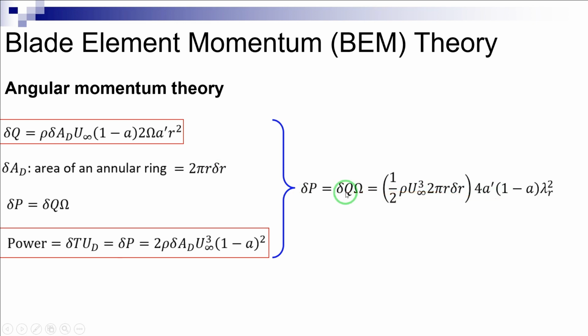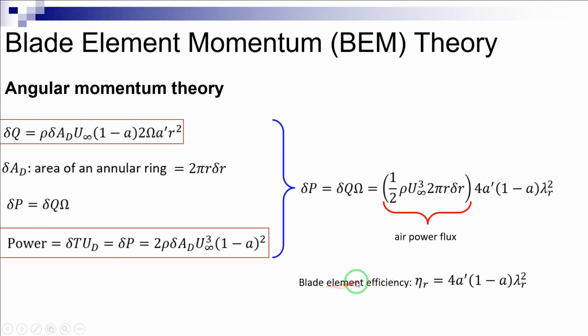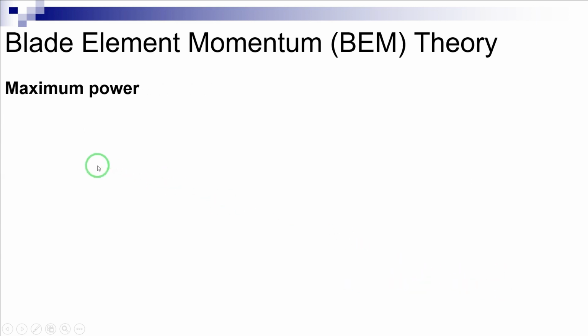Here, the term inside the brackets stands for the air power flux through the annulus, while the term outside the brackets stands for the efficiency of the blade element in capturing the air power. Therefore, we can define a new parameter known as blade element efficiency, eta_r, as shown here. Maximum power. As can be inferred from this equation, the values of a prime and a determine where the efficiency eta_r will be maximized through differentiating this equation and putting the result equal to 0.